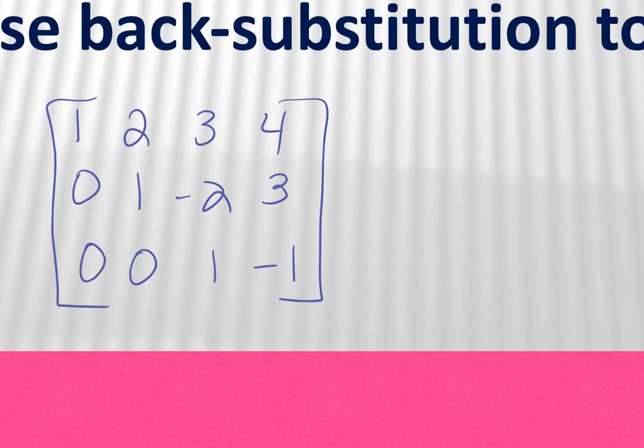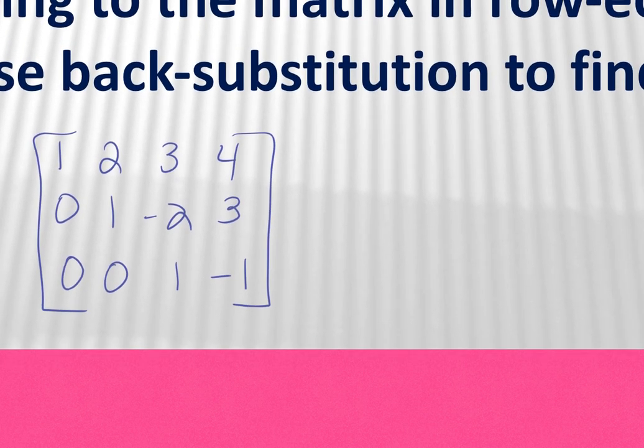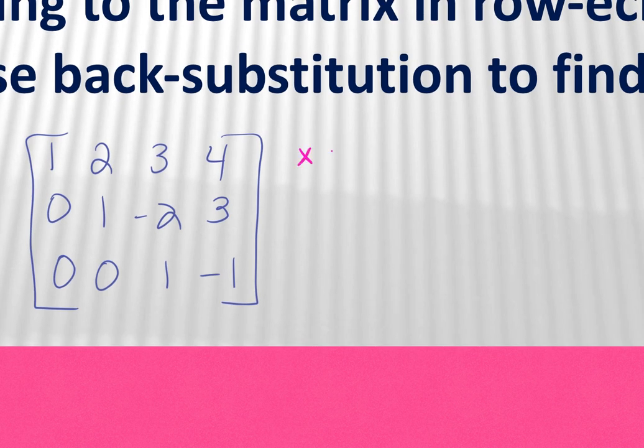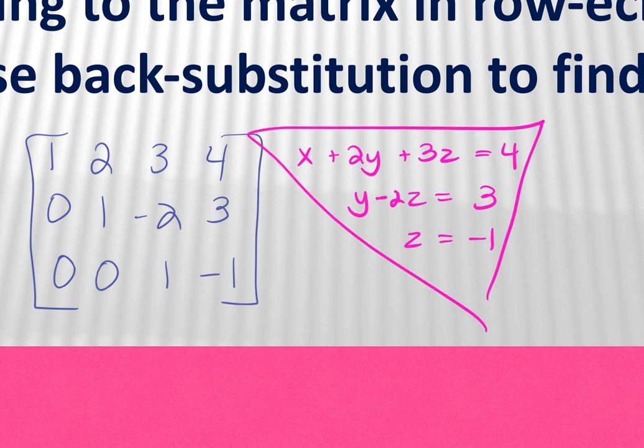Rewrite that in equation form. So what's my first line? x plus 2y plus 3z equals 4. Remember, the last one's always the constant. Next line. y minus 2z equals 3. Next line. z equals negative 1. There's your triangle system. And you use back substitution to solve it.